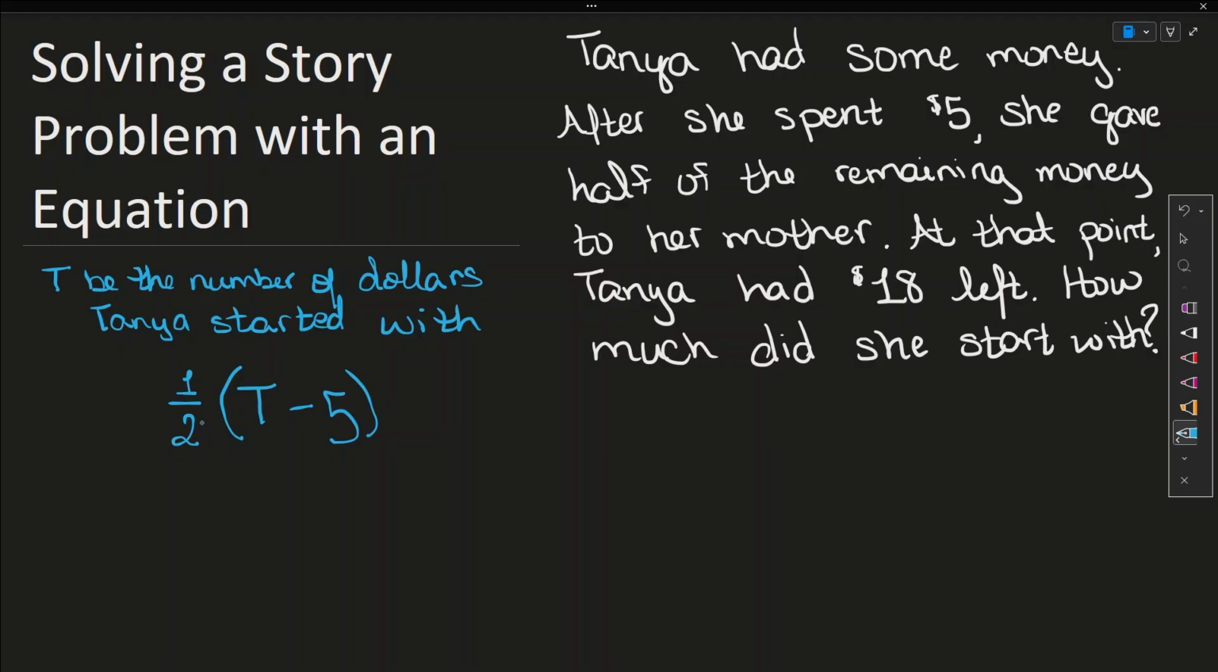The problem tells us that this amount was $18. So we can write 1/2 times (T minus 5) is equal to 18. Now, let's solve using some logic. If half of T minus 5 is 18, then T minus 5 should be equal to 36, since half of 36 is 18.